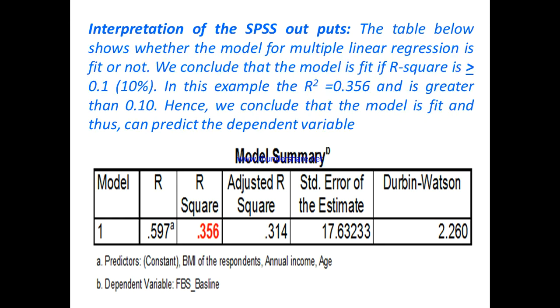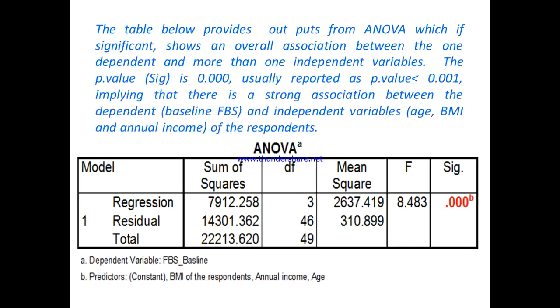The model summary provides an R square of 0.356, which means 35.6% of the variance in fasting blood sugar is explained by the 3 independent variables. Therefore, the model is fit, and the combined effect of the 3 variables on the fasting blood sugar amounts to 35.6%. So you can see that there is an effect of these 3 variables on the outcome variable of our interest.